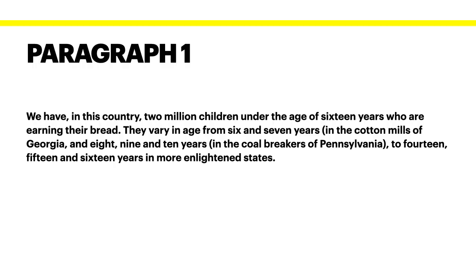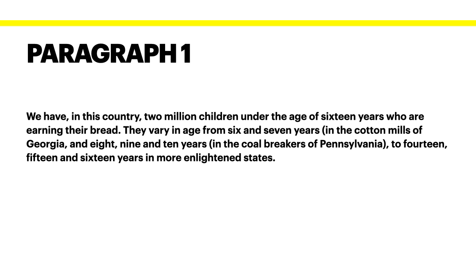So here is paragraph 1. And I'm just going to point out some rhetorical moves that I think Kelley makes in this paragraph. First of all, we have parallelism in the paragraph. They vary in age from 6 and 7 years in the cotton mills of Georgia, and 8 and 9 and 10 years in the coal breakers of Pennsylvania, to 14, 15, and 16 years in more enlightened states. So we've got this parallelism here that contrasts a southern state, Georgia, with a northern state, Pennsylvania, and then hints at these more enlightened states, which she's, of course, using sarcasm there. They're only enlightened in comparison to Georgia and Pennsylvania.